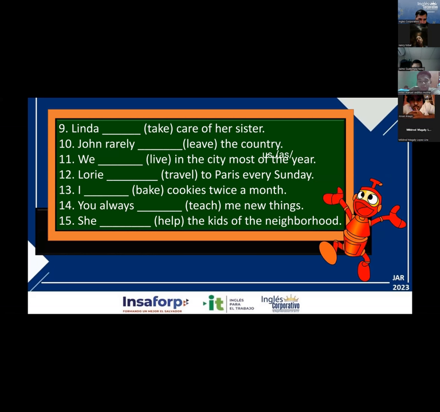Linda takes care of her sister. Takes care of her sister. Cuida a su hermana. Linda takes care of her sister.